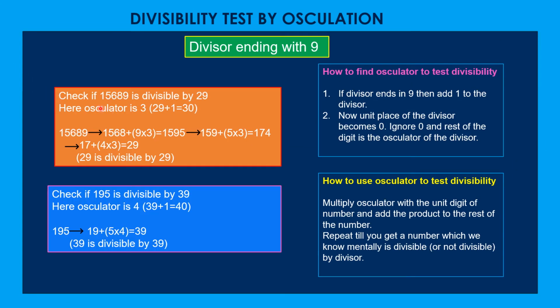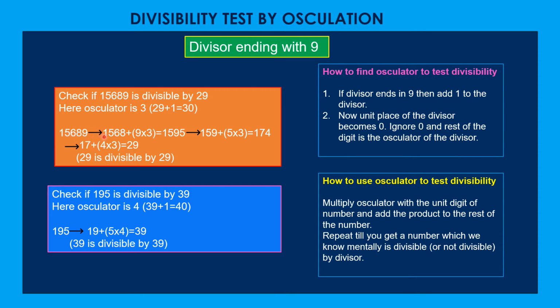Check if 15,689 is divisible by 29. So here your divisor is 29, which ends with 9. To find the oscillator, you add 1 to your divisor. It becomes 30. So ignore the unit digit, and 3 is the oscillator for the divisor 29. Next step, you multiply the oscillator with the unit digit of the number, that is 9, and add the product to the rest of the number.